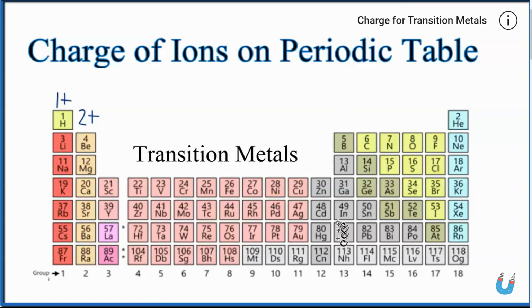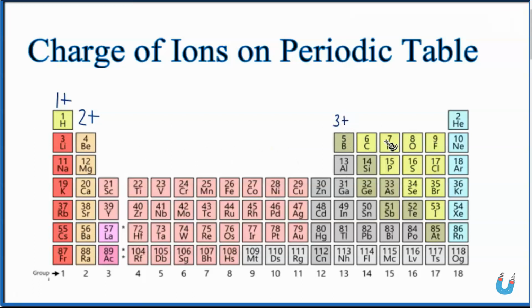We come over here to group 13, sometimes called 3A, 3 plus. And then for carbon, it's often considered to be 4 plus or 4 minus. Then we go down. 3 minus for nitrogen, that's group 15. We go 2 minus, 1 minus, and then the noble gases is 0. So you see the pattern. 1, 2, 3, 4 plus or minus, then 3 minus, 2 minus, 1 minus, 0.